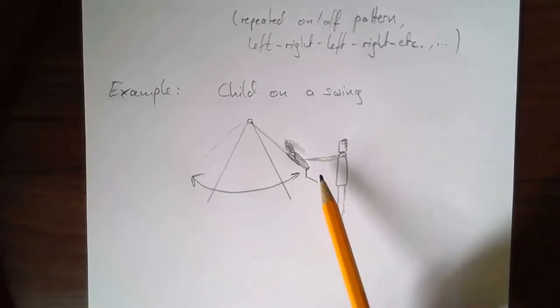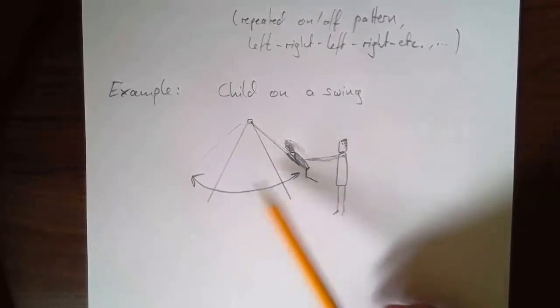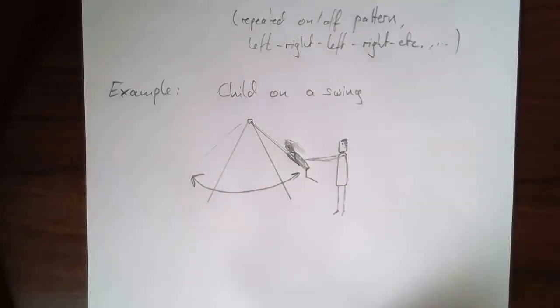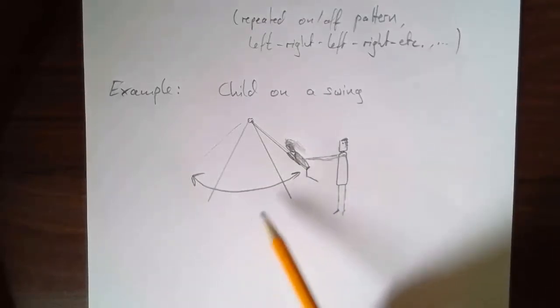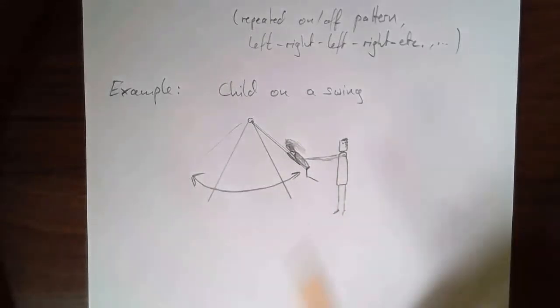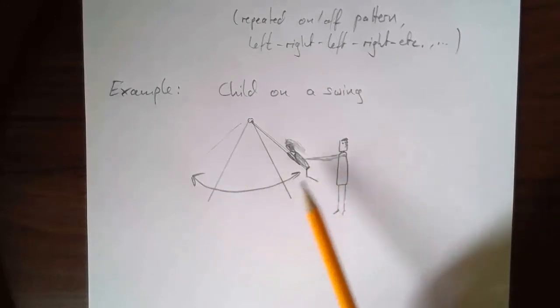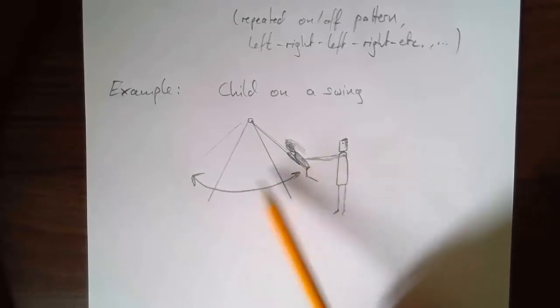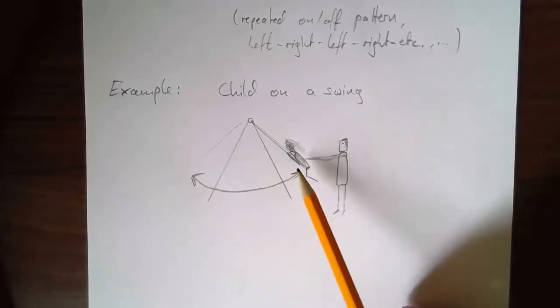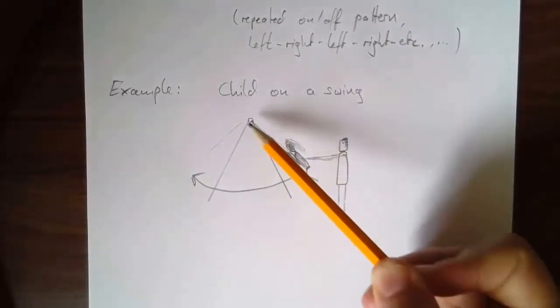So you can imagine you replace your parent by a robot. And the robot has a setting, and the robot's going to push, and you can tell it push once a second. Push every 1.5 seconds. Push every 2.3 seconds. The robot is going to do it. So you want to make sure that the frequency of the push, the period from one push to the next, matches the period of this pendulum. The child on a swing is a pendulum.